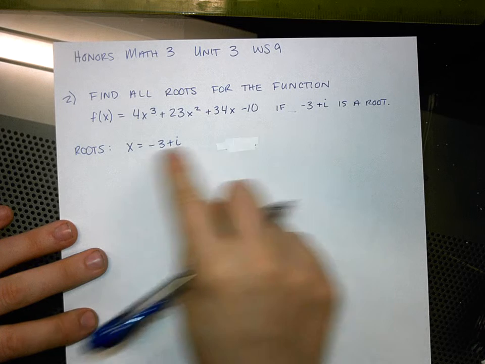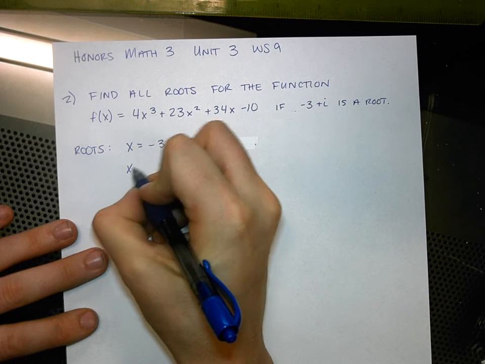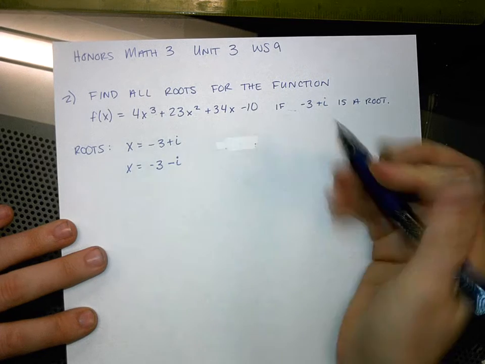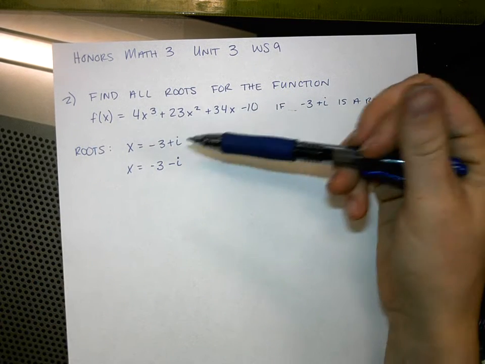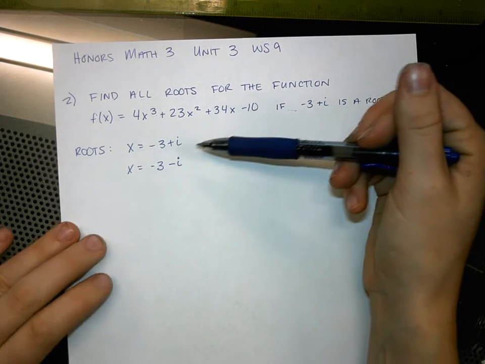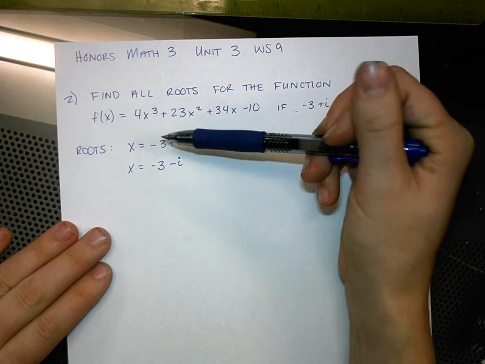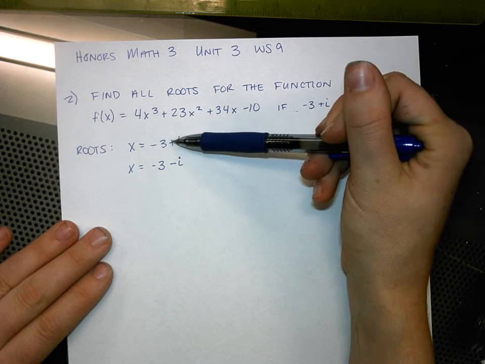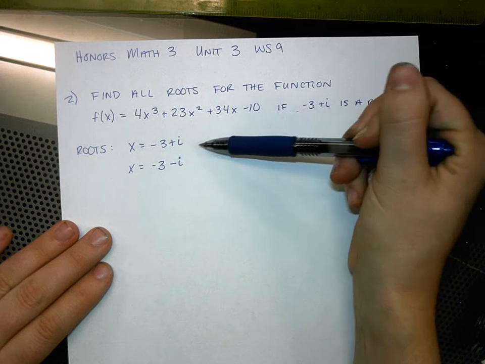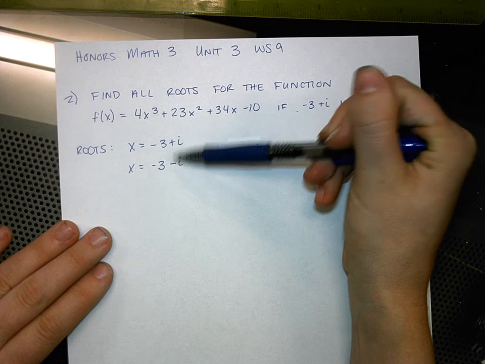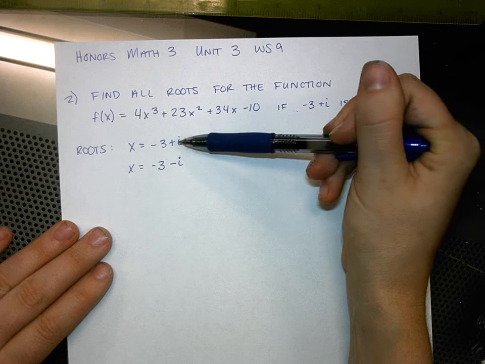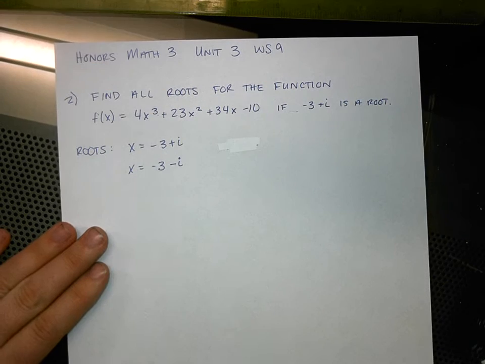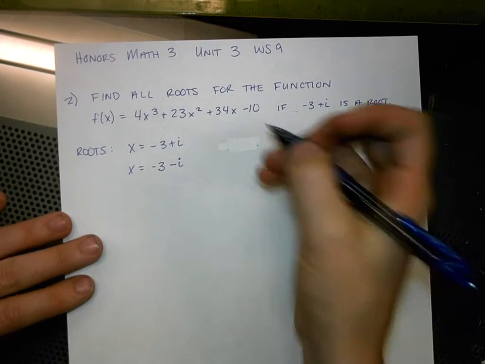My second root, since we know this is a conjugate pair, is going to be -3 minus i, because we know whenever we're solving imaginary numbers, at some point we took plus or minus the square root of a number, and we got plus or minus the square root of a negative number, which also means that gave us the imaginary solution at the end.